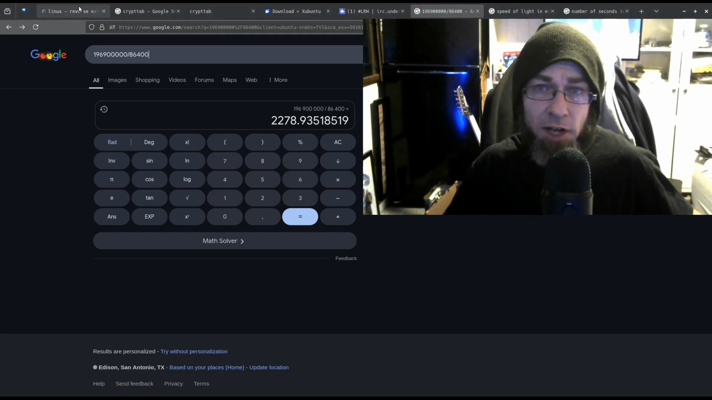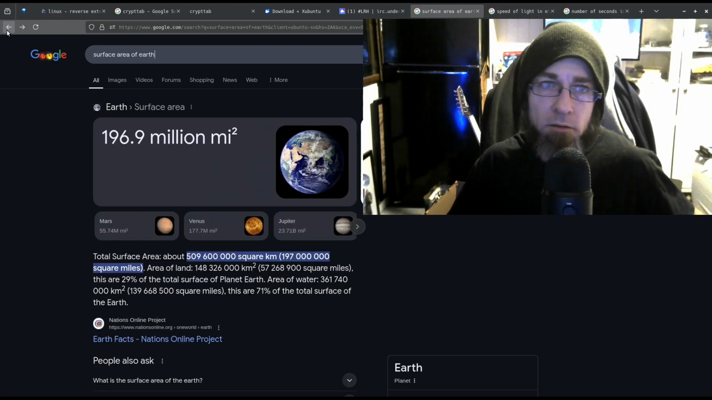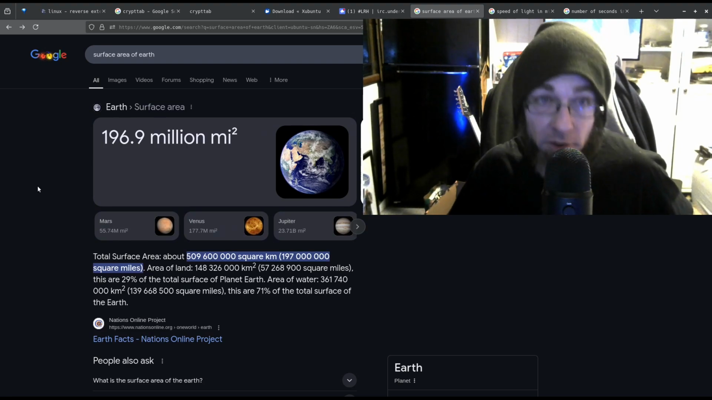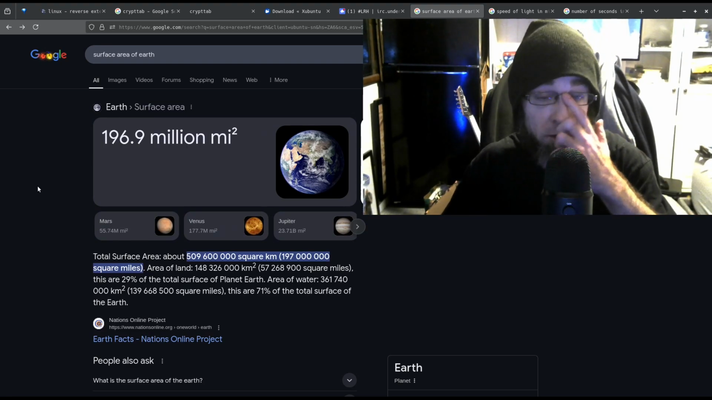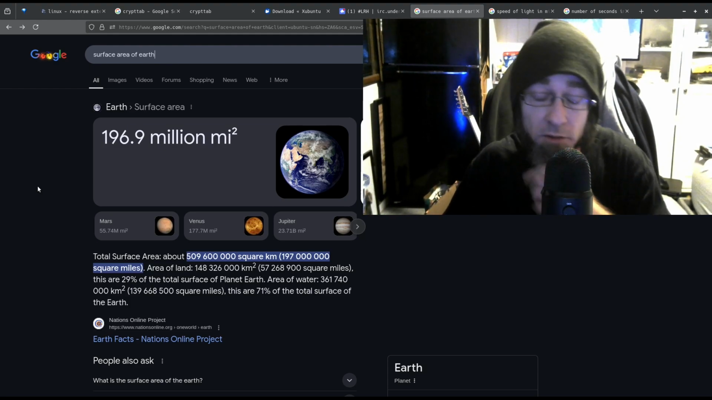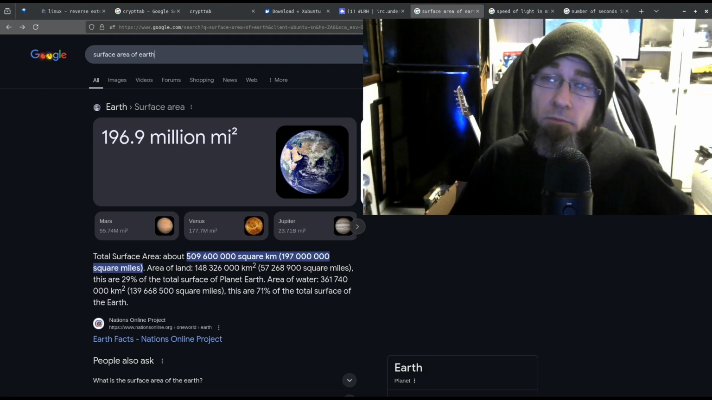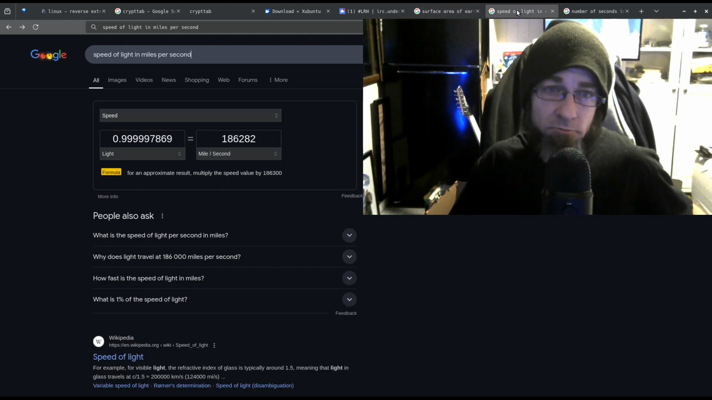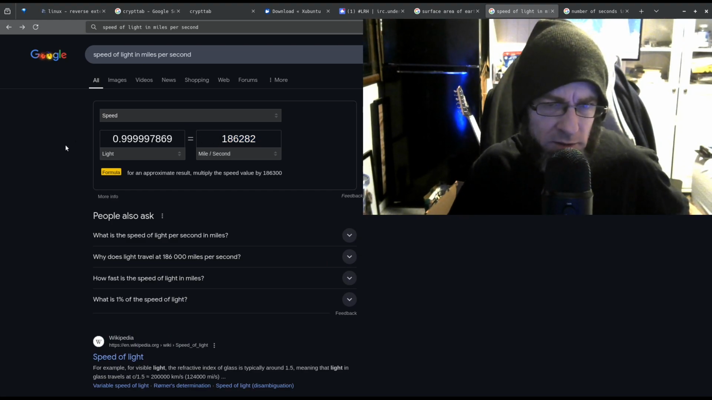Okay, so this was kind of the final page, but let's start from the beginning. The surface area of the Earth: 196.9 million miles squared, right? Speed of light in terms of miles per second is 186,282.